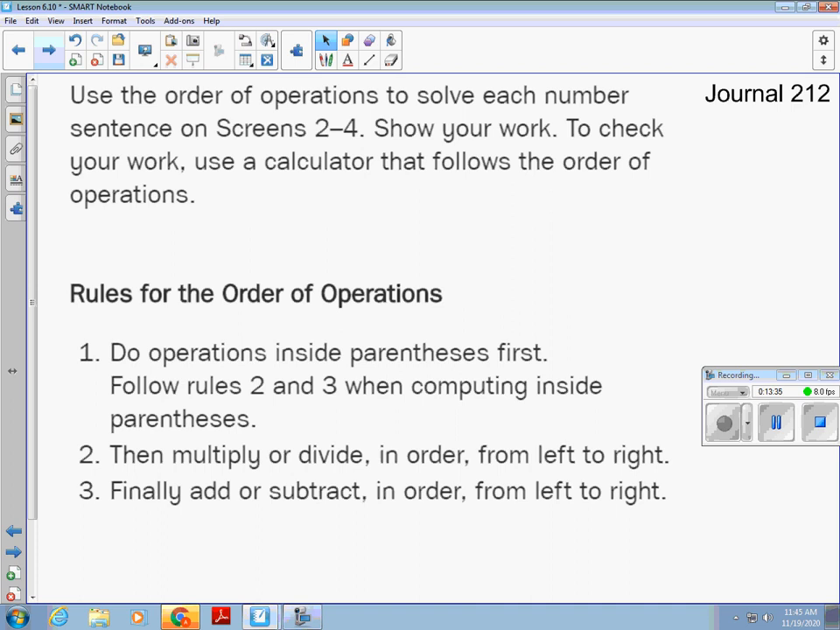Okay, so rules of operation: do operations inside parentheses first, and then follow rules 2 and 3 when computing inside parentheses. Then multiply or divide in order from left to right, and then finally add or subtract in order from left to right. Okay.